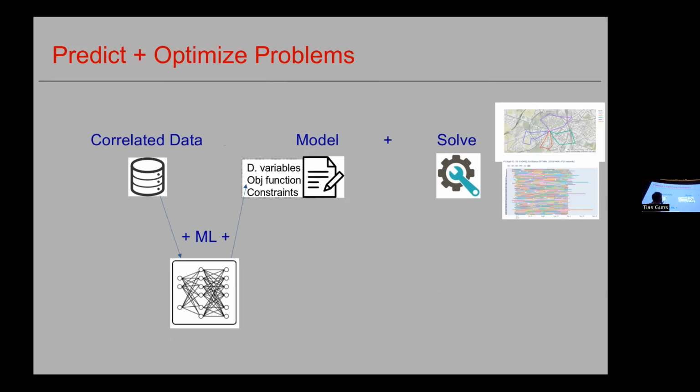So if you have this kind of correlated data, if you know some properties about what you're going to predict, then in many cases, we use machine learning typically to make more accurate predictions. So we use a machine learning model, and then those predictions make up part of the problem specification.